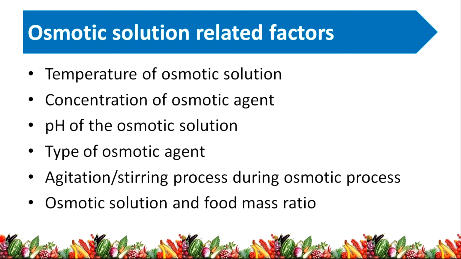The selection of the solute must consider the following main factors: temperature of the osmotic solution, concentration of the osmotic agent, type of osmotic agent, agitation during the osmotic process, and osmotic solution to food mass ratio. A fruit sample has a porous structure, so high temperature would also release the trapped air from the tissue, resulting in more effective removal of water by osmotic pressure.